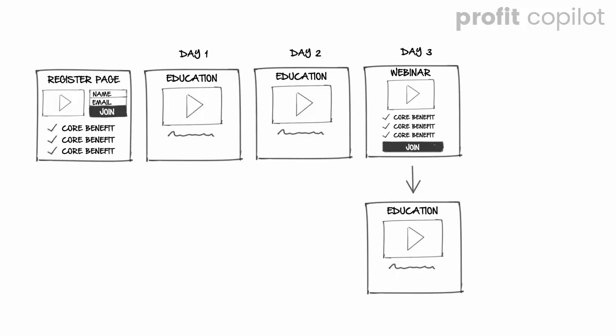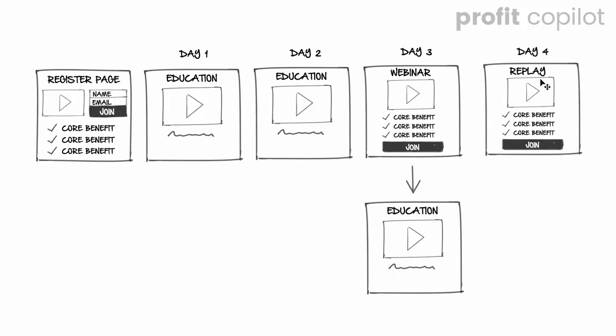But of course, unless you're getting 51% of the people who attend the webinar to buy from you, then we need a way to re-engage the people who haven't attended the webinar. So for that, we need some behavioral responses. So to do that, we need to segment the subscribers. So we segment them from the people who have attended the webinar to the people who haven't. So on day 4, we send a replay to the people who didn't attend the webinar.